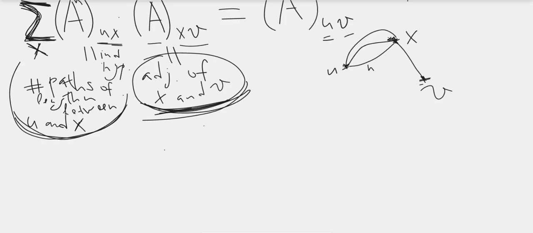Okay, so the first factor is the number of paths between u and x of length n, and this is not 0 or 1. It can be greater than 1; it can be any number. But the second multiplier is 0 or 1.